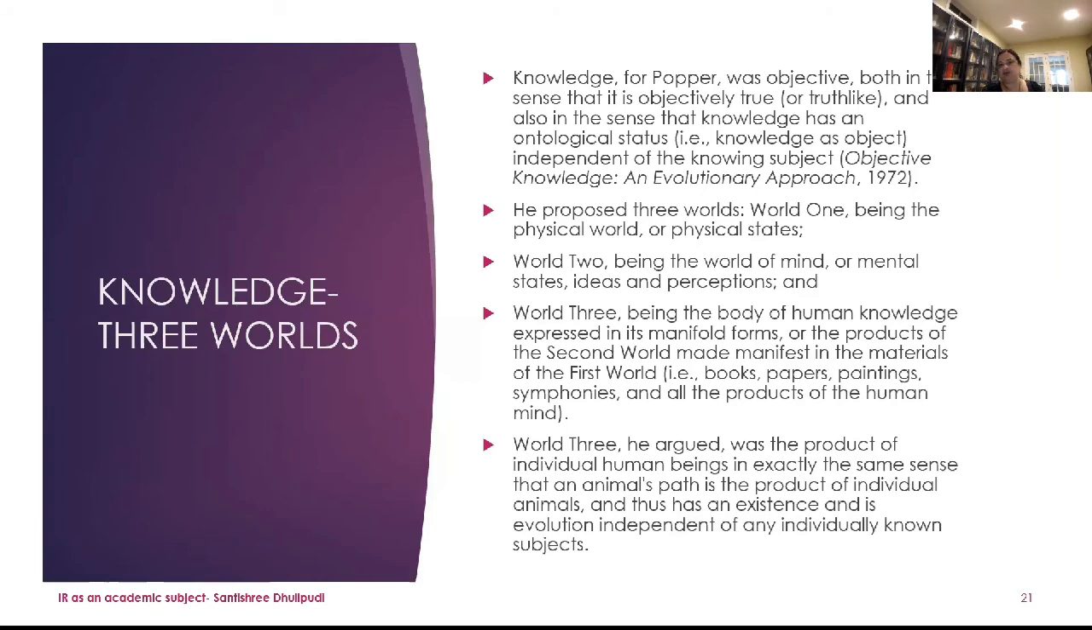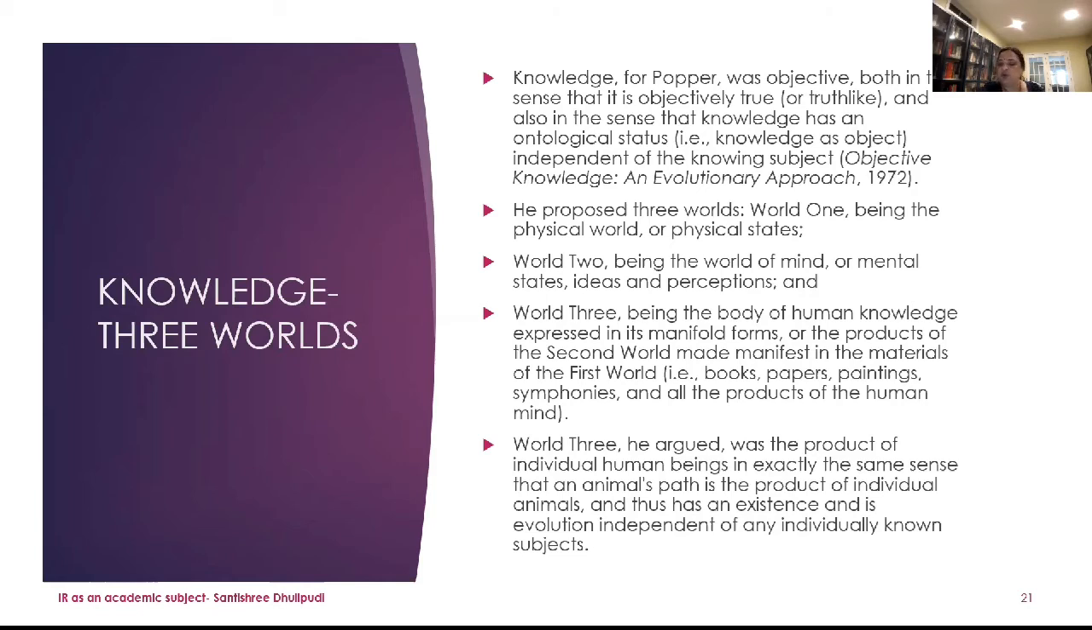Knowledge, three worlds. Knowledge for Popper was objective, both in the sense that it is objectively true or truth-like, and also in the sense that knowledge has an ontological status, that is, knowledge as object, independent of the knowing subject. He proposed three worlds, world one being the physical world or physical states, world two being the world of the mind or mental states, ideas and perceptions, and world three being the body of human knowledge expressed in manifold forms, or the products of the second world made manifest in the materials of the first world: books, papers, paintings, symphonies, and all the products of the human mind.